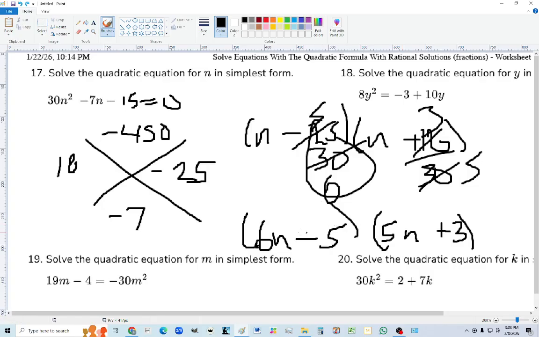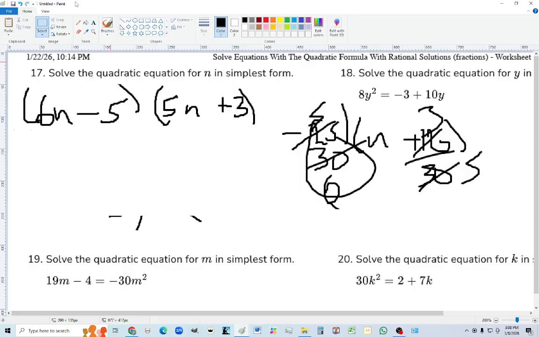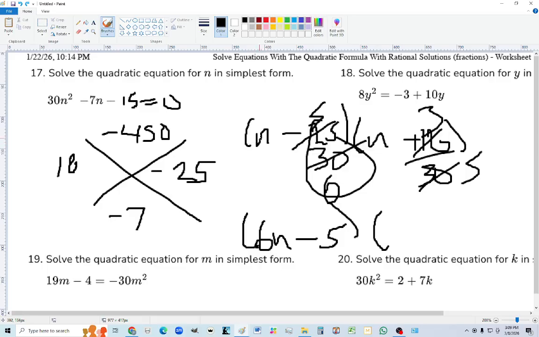Let's make sure. 30n squared plus 18 minus 25 minus 7. Yeah, minus 15. So that is indeed our factors. When we set either one to 0, we can see that n is either 5 over 6 or minus 3 over 5. Okay, what's the trick for this one?